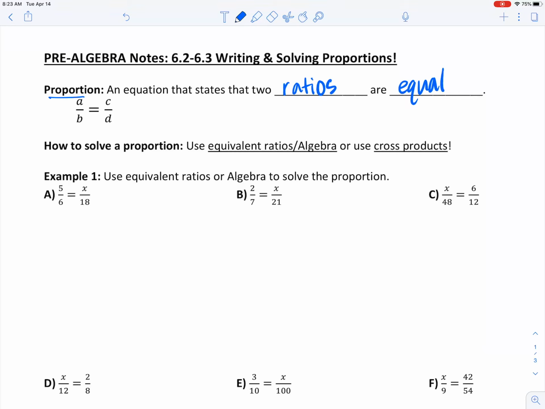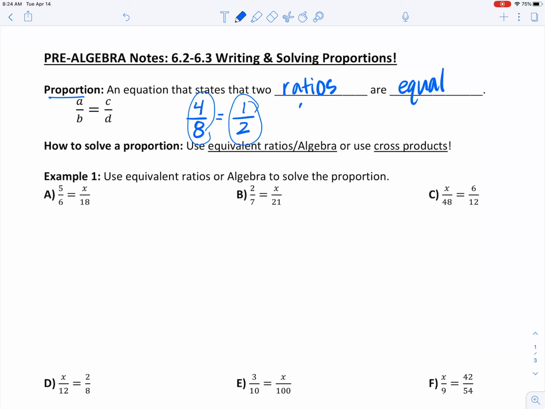So for example, if I cut a pizza up into 8 pieces and I ate 4 out of those 8 pieces, well, I know that that is also equal to how many halves of the pizza? Well, that's equal to 1 half. So that would be two ratios. This is one ratio, this is another ratio, and they are actually equal to each other.